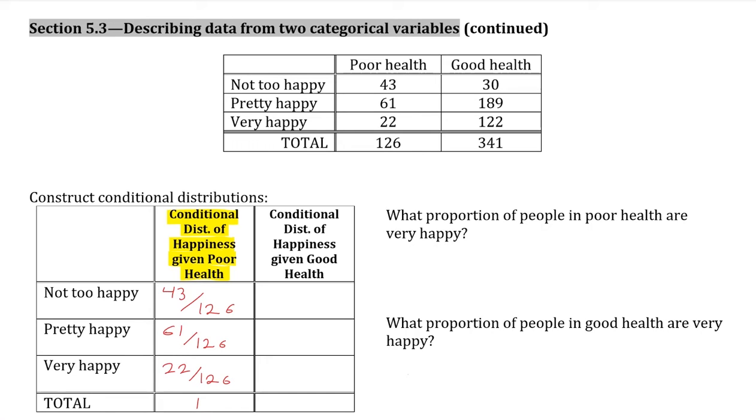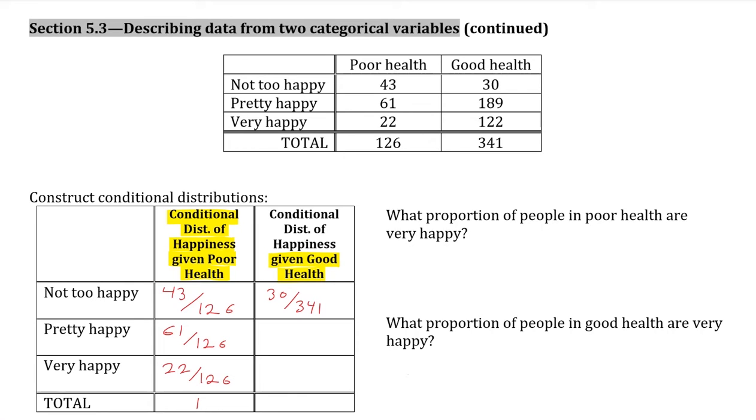You can also do the same thing for the conditional distribution of happiness given good health. Because this one has that statement saying given good health, this means I'm only considering those individuals that are in good health. So the other 126 people that were calculated to be in poor health are no longer part of my working sample. I am only going to consider those people that are not too happy, the 30 individuals out of the 341 individuals in good health.